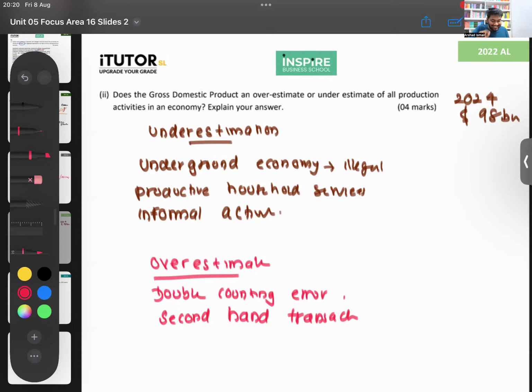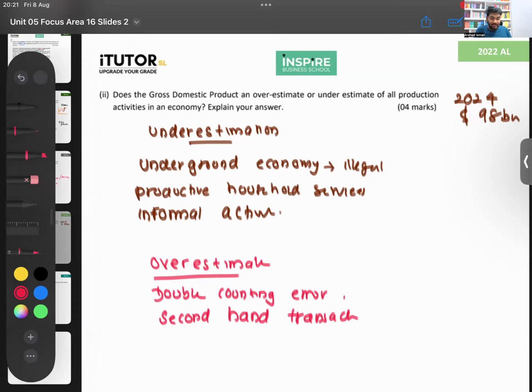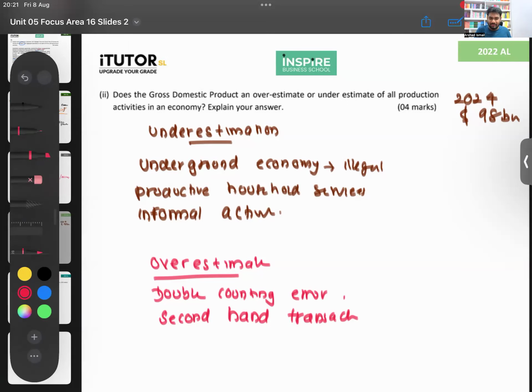So since they're asking, is it an underestimate or an overestimate? And to explain your answer, if I'm not mistaken, in the marking scheme, I'll show you the original marking scheme. Even if you write for one of it, you should get your marks limit. Right? So let me confirm that. So hold on. Let me have a look at the original 2022 marking scheme. If I'm not mistaken, you can write for both.